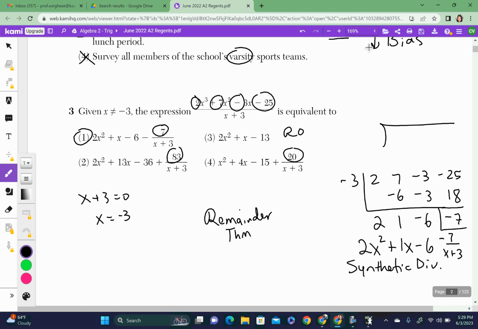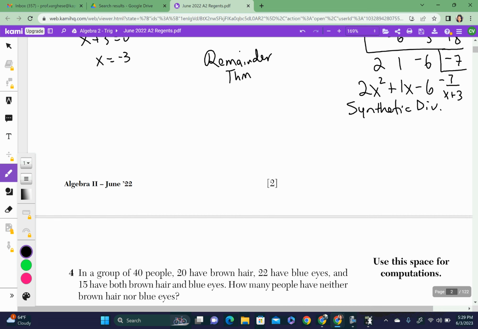And there's a whole bunch of YouTube videos going over synthetic division. I did show it to you doing long division and remainder theorem. So you could take this and long divide 2x to the third plus 7x squared minus 3x minus 25 and divide this by x plus 3. And so you could do it that way as well and still get the same answer. Try this on your own and see if you get option number 1. If not, call me over and I will explain it to you.